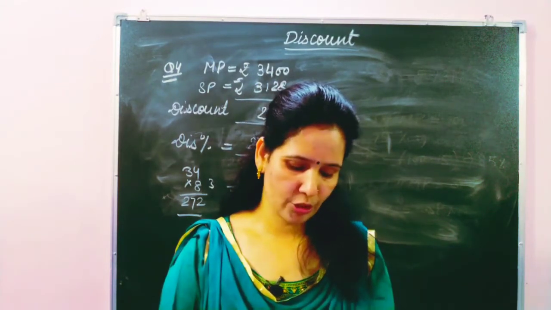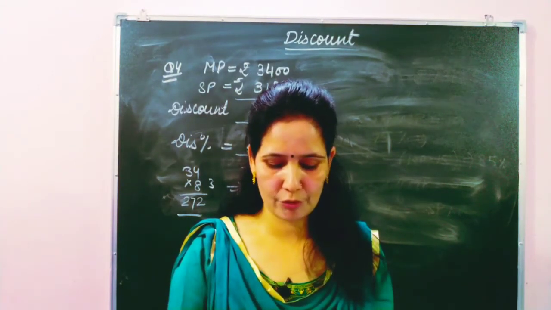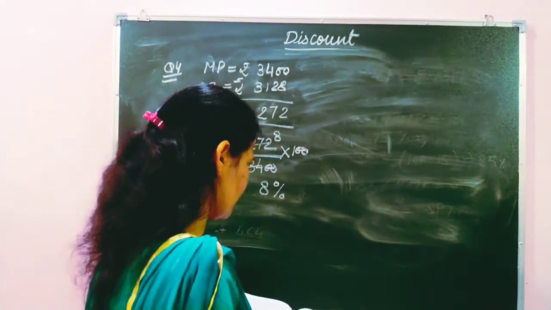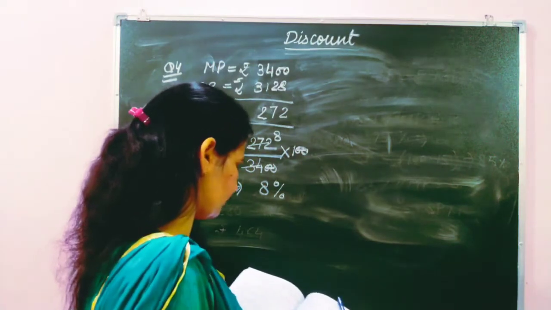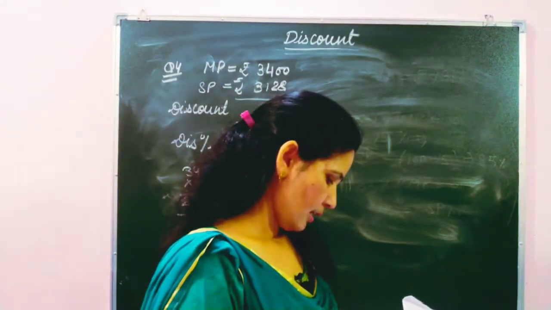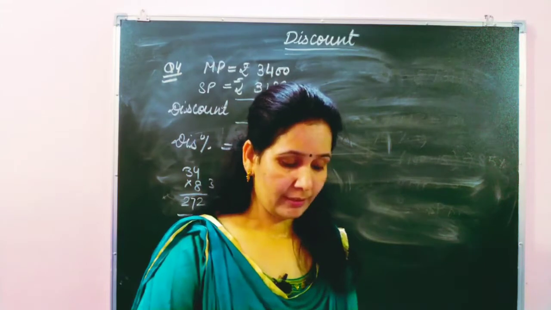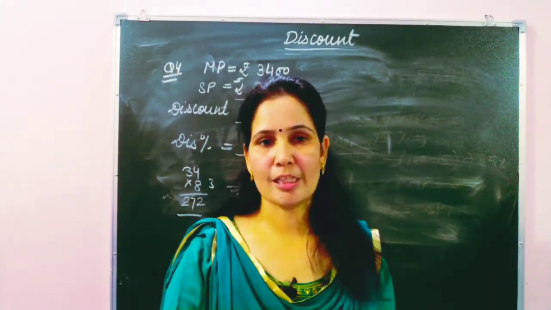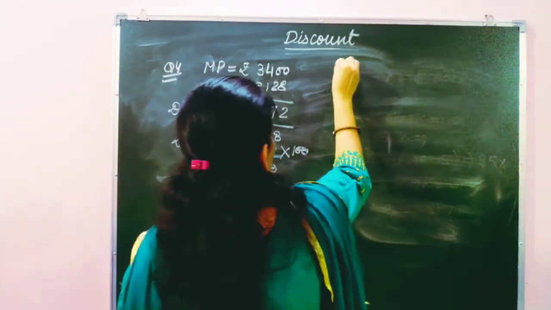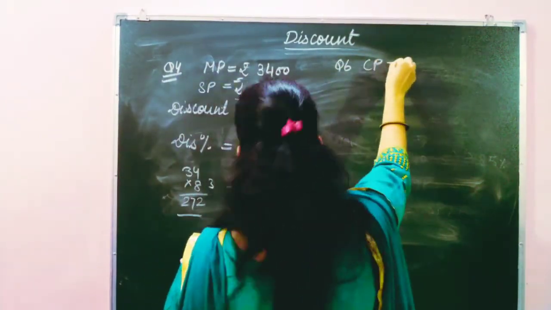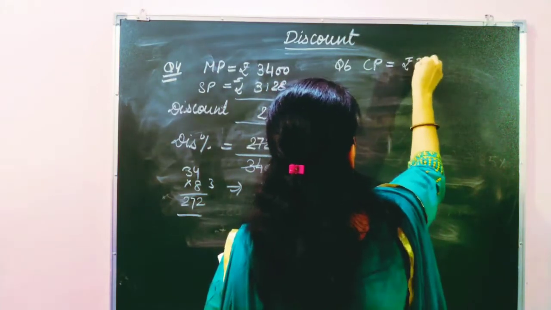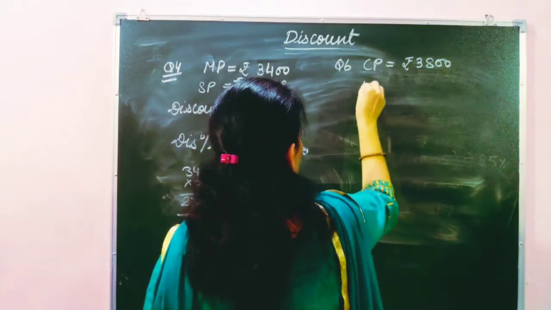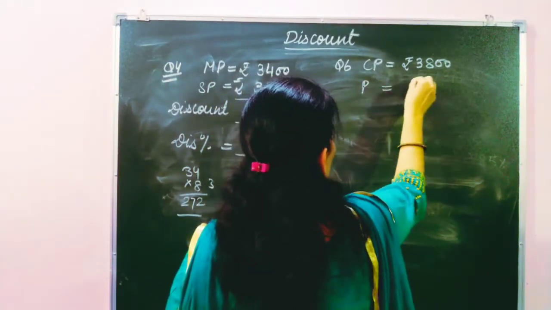So I am going to discuss question number 6, and question number 5 students you have to solve by yourself. So in question number 6 what they have given to us: a trader bought a ceiling fan. That means the amount at which a trader purchased. That means they have given to us the cost price. So in question number 6, CP they have given rupees 3,800. Then after that students they have given profit. Profit is 20%.